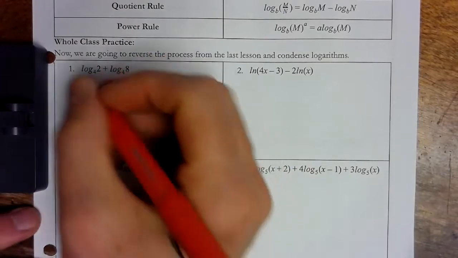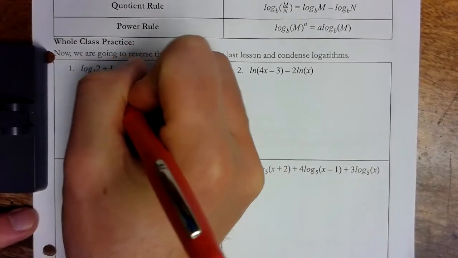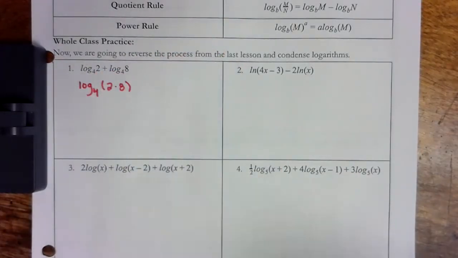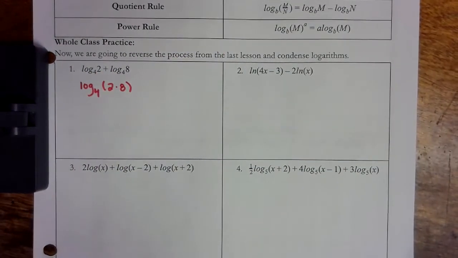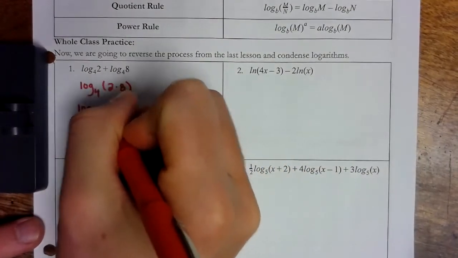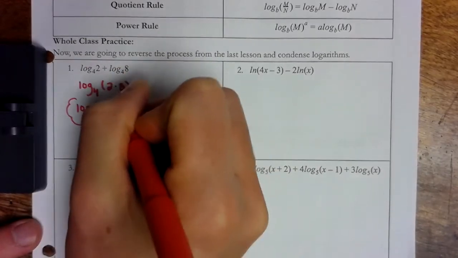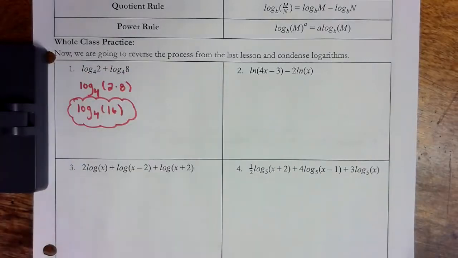I see that I'm adding these two things, which means I can condense them where the base will stay the same. And I'll multiply the two things of what I'm taking the log of. Now, if it's obvious as to what's being multiplied can be simplified, let's do that, right? Like 2 times 8, we know is 16. And there we go. Okay, there is the condensed log. Much more simple than that expanded log.